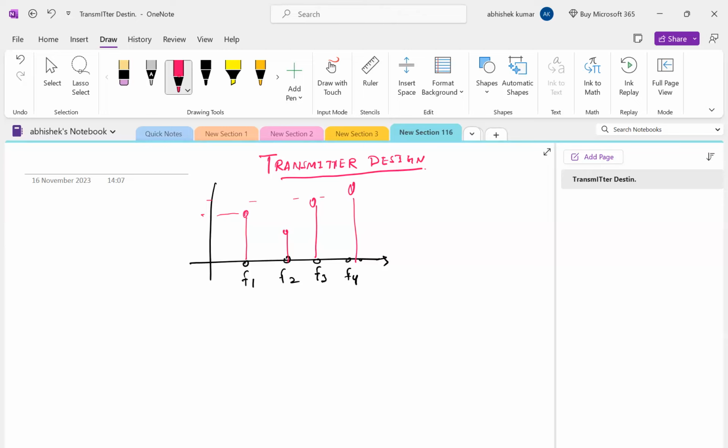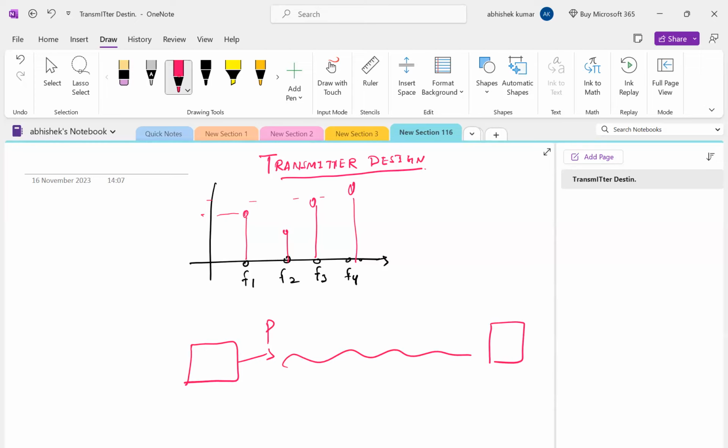Power should be as much as possible. Suppose we have a transmitter here. If our signal power is very less, it will not reach the destination point. So power should be very good, as high as possible. And frequency is dependent upon the power.